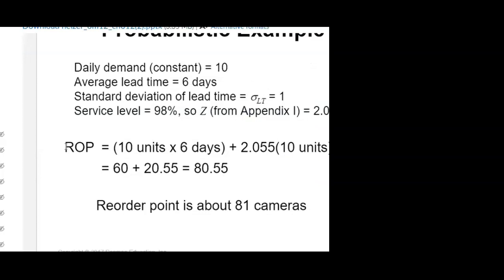So the ROP is 10 times the 6 days of lead time. And then we have 2.055, the Z value, times the daily demand multiplied by 1, which is the standard deviation of lead time. And that would be 60 plus 20.55. And we told you that we always round up. So in fact, it doesn't really matter if it was 0.50, 0.55 or 0.54. Anyway, you would round it up to 81 cameras.